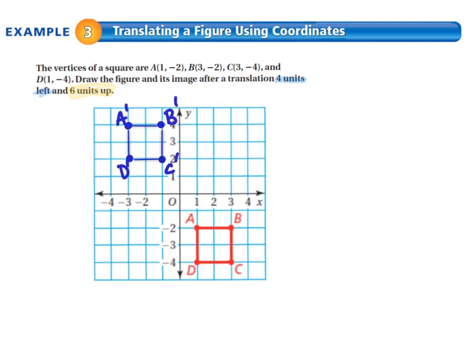Okay, so I have drawn in our new image. Notice that I plotted the points and labeled them A prime, B prime, D prime, C prime. Hopefully this has worked pretty well for you.